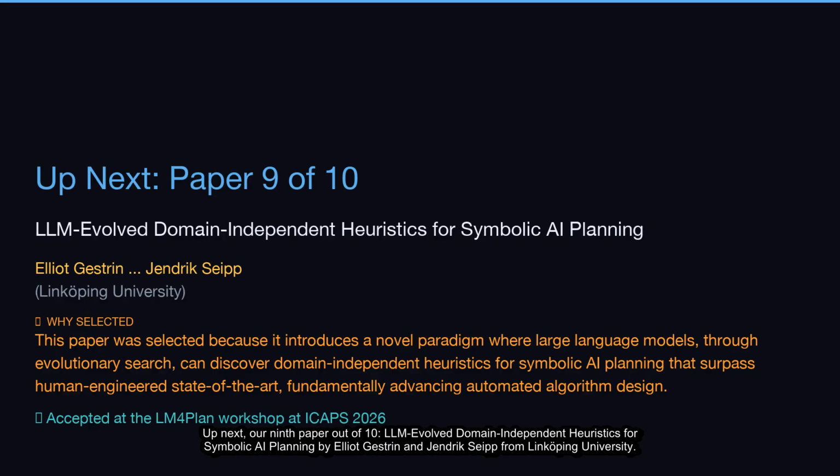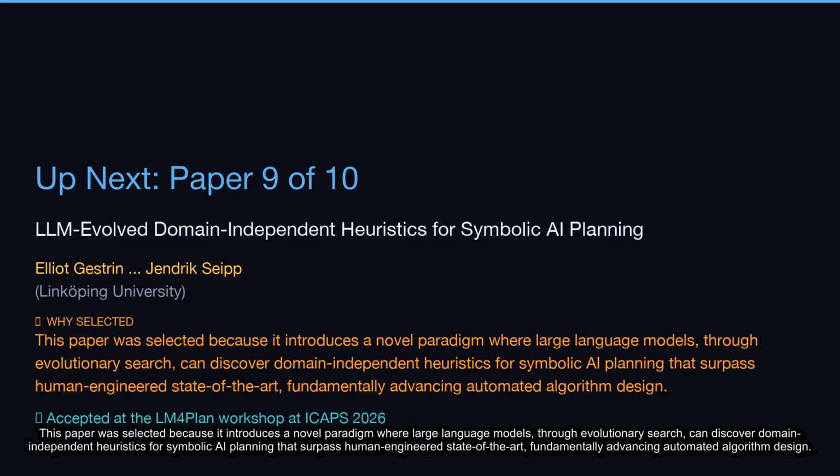Up next, our 9th paper out of 10, LLM-Evolved Domain-Independent Heuristics for Symbolic AI Planning by Elliot Gestrin and Jendrik Seep from Linköping University. This paper was selected because it introduces a novel paradigm where large language models, through evolutionary search, can discover domain-independent heuristics for symbolic AI planning that surpass human-engineered state-of-the-art, fundamentally advancing automated algorithm design.